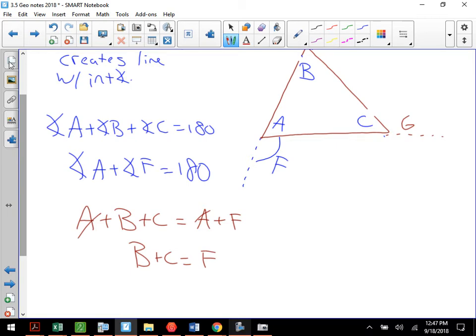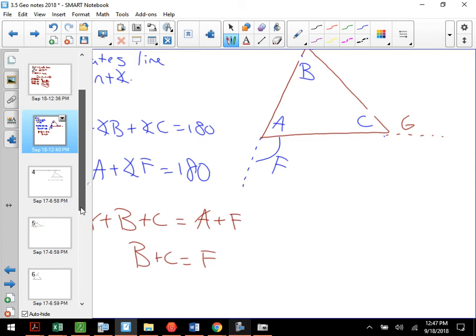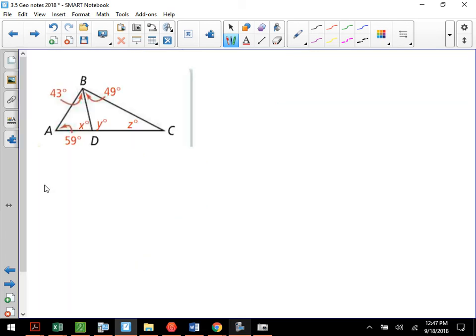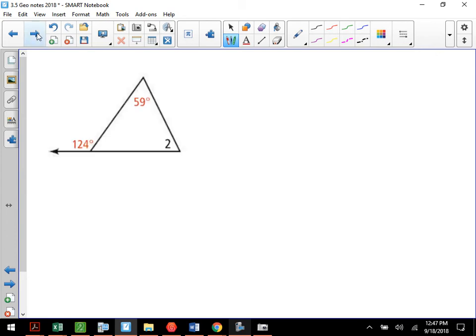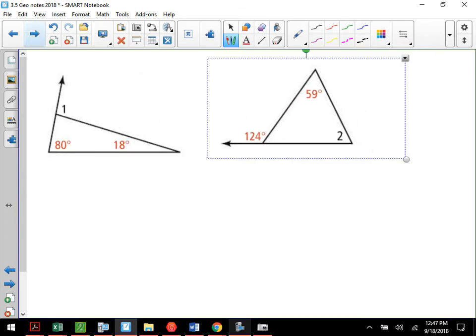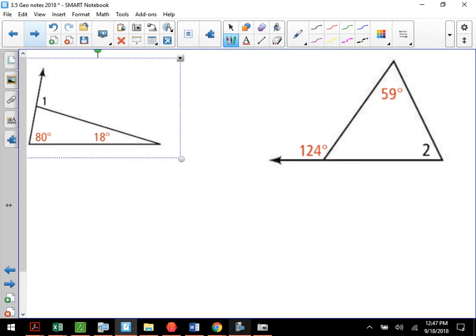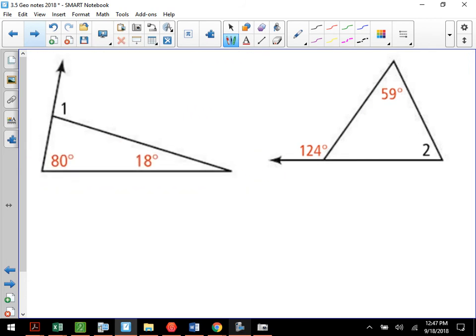It's pretty quick. For example, if I look at the triangle on the left there, it's asking us to figure out what angle 1 is. Is angle 1 on the outside or the inside of the triangle? It's the outside.